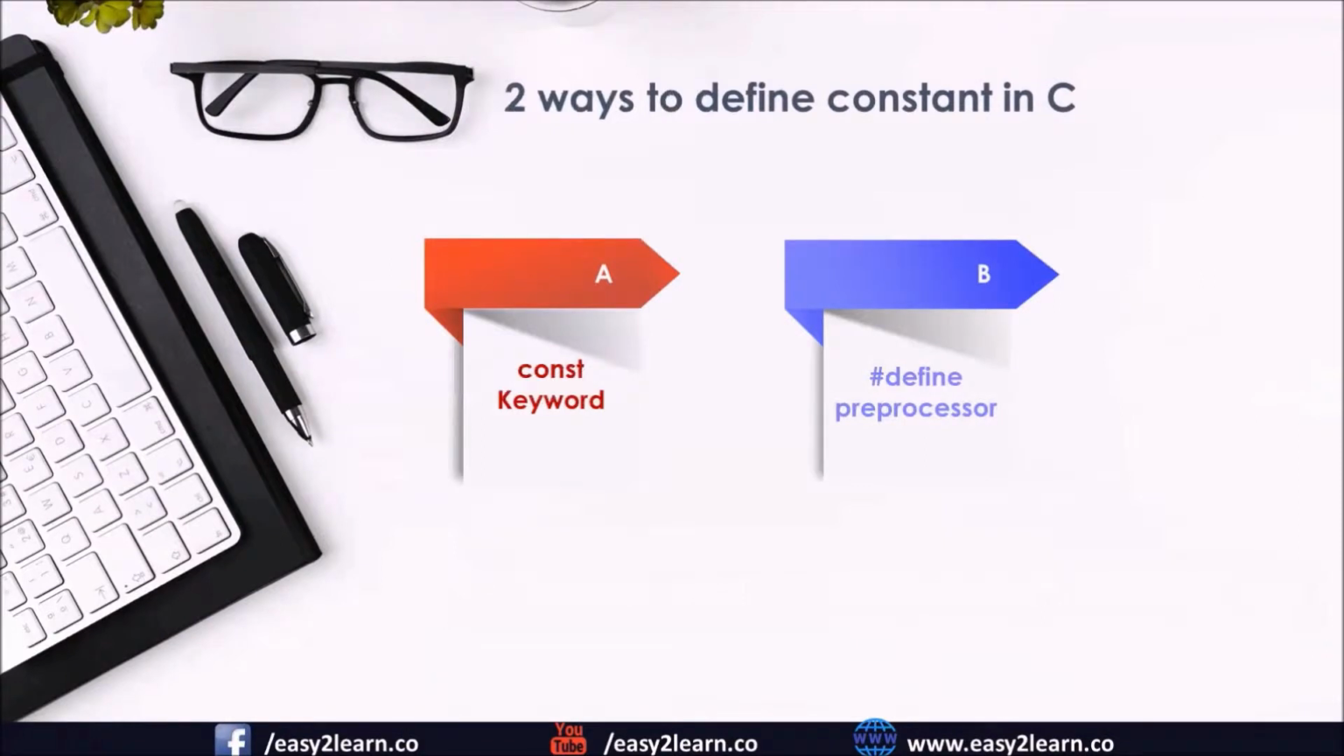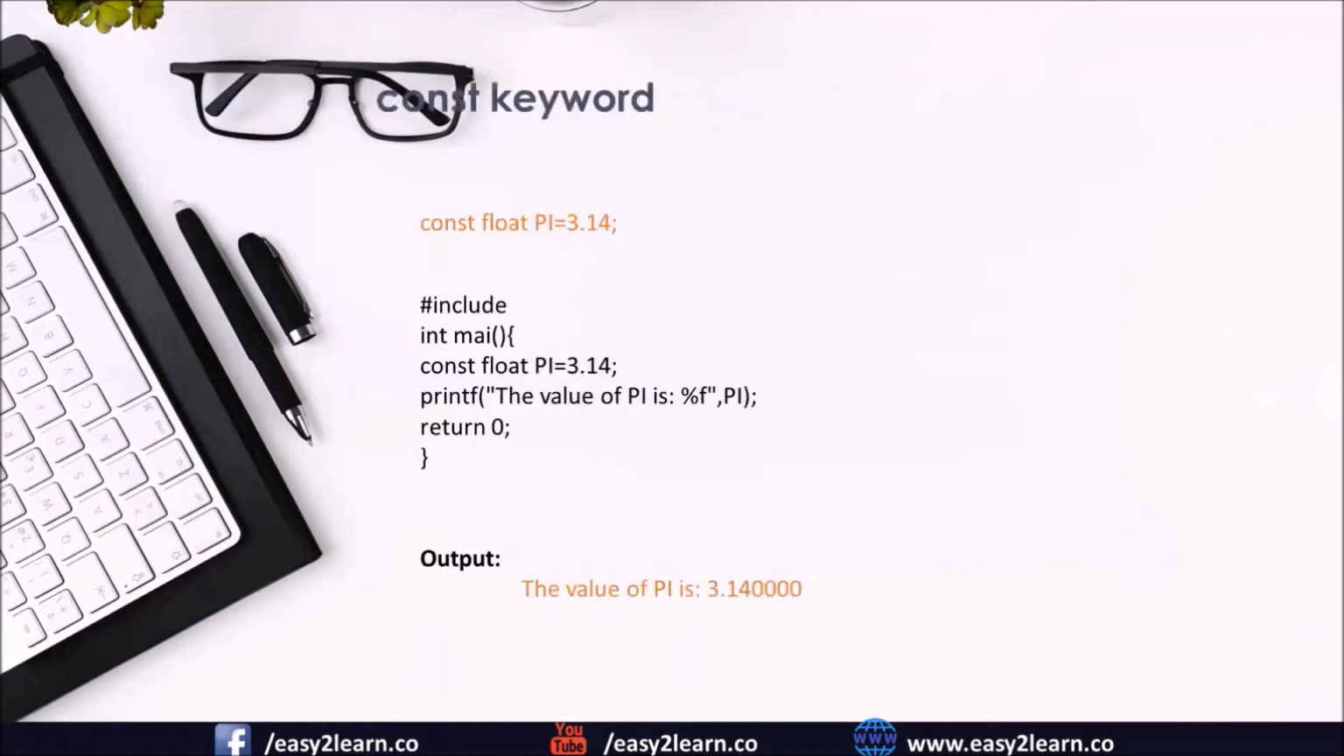Two ways to define constants in C. 1. Using const keyword, and 2. Using hash-defined preprocessor. In the following program, a variable pi is declared with a value 3.14 and made constant. The meaning of this is we cannot change the value of pi variable anywhere in the program.